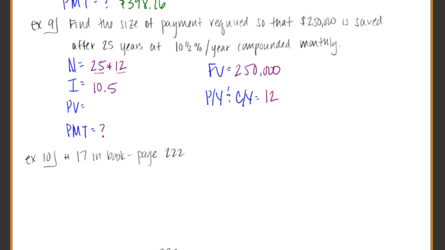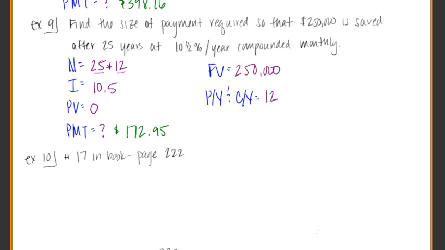And obviously the present value, since we're looking to save $250,000, is 0. We're starting at a 0 balance, and we want to build up to where that final balance is $250,000. Okay, and we use our calculators to help us out here. Then we're going to have a payment of $172.95. That's not really that bad.